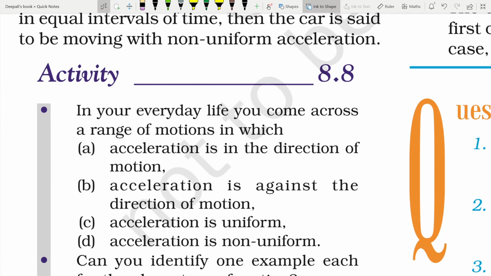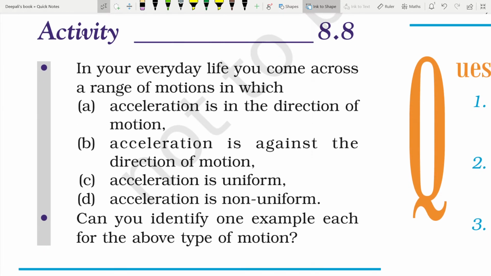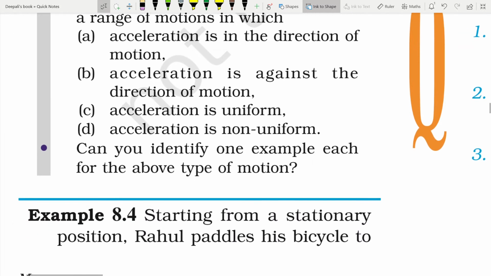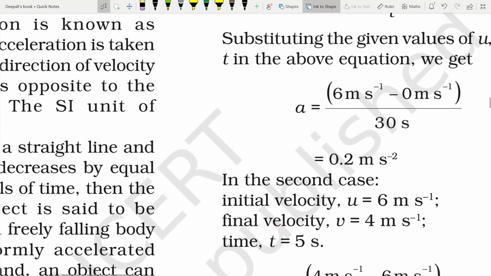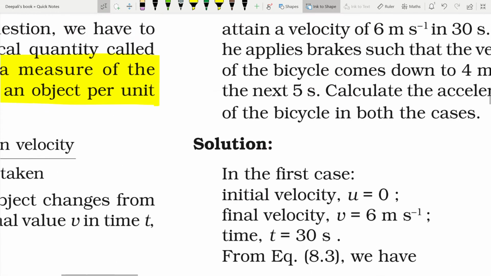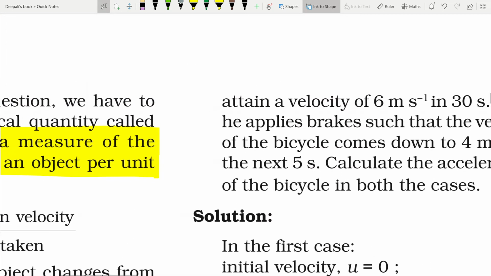In our everyday life, we come across a range of motion in which acceleration is in the direction of motion, acceleration is against the direction of motion, acceleration is uniform, and acceleration is non-uniform. Can you identify one example each for the above types of motion? That would be an activity for you to find out as homework.